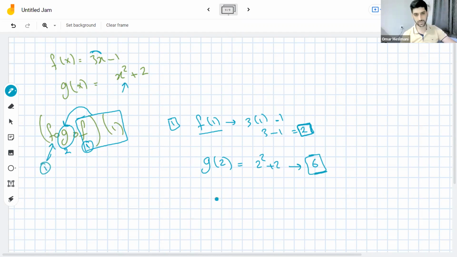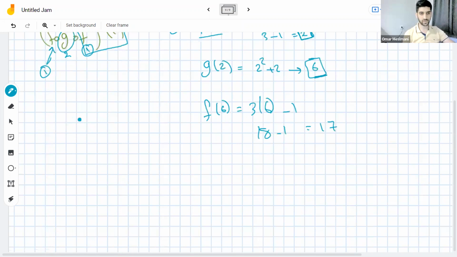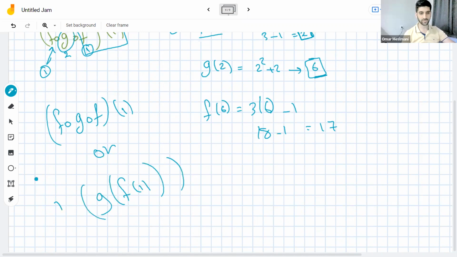So I will say f of 6, and the answer that I will get is my final answer. 3 times 6 minus 1, 18 minus 1, and the final answer is 70. I can write it like this: f o g o f of 1, or we can write it like this: f of 1, then g of it, then f of it.